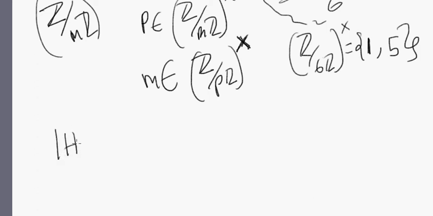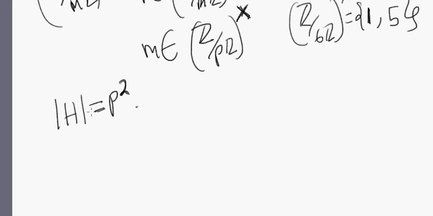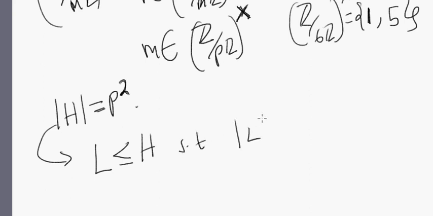Suppose that we're trying to prove that something has order p squared. What do we know about groups of order p squared? Right. So in the Lagrange video, didn't we prove that if we have a group of order p squared, then it has a subgroup of order p? That is, doesn't it mean that there exists some subgroup L of H such that order of L equals p? Right. So again, if you're confused about this, please do think about it.